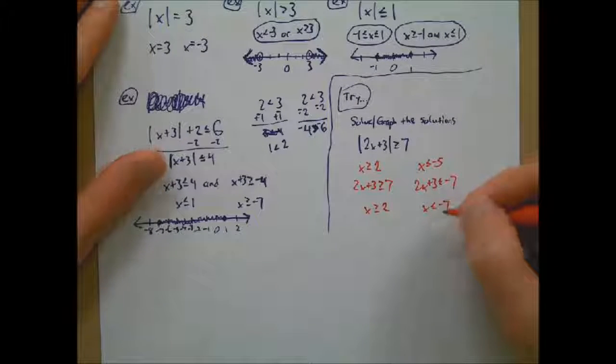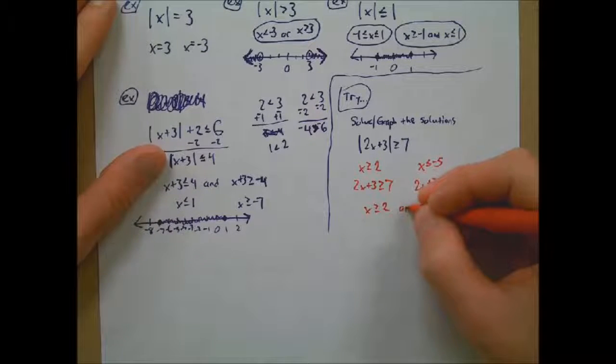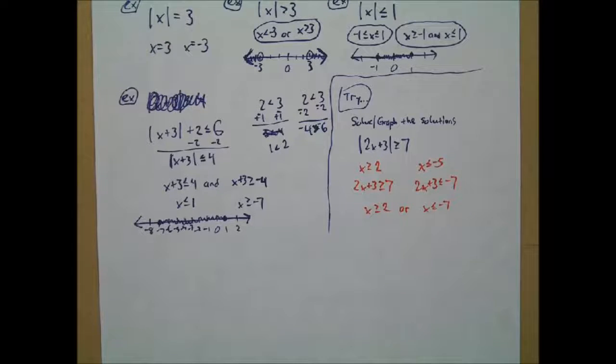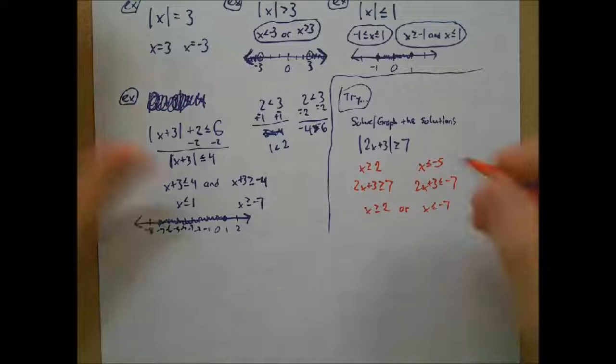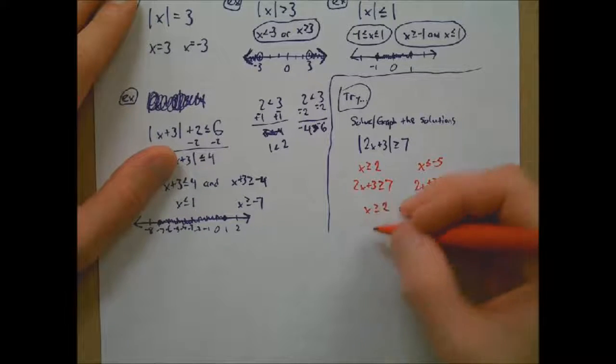Okay, and again, this would be an OR inequality because if we're trying to be more than 7 away, we're going to go off in one direction, off in the other direction. They never meet, right? They're going to be separate, okay? And so, well, you get the idea of the graph here.